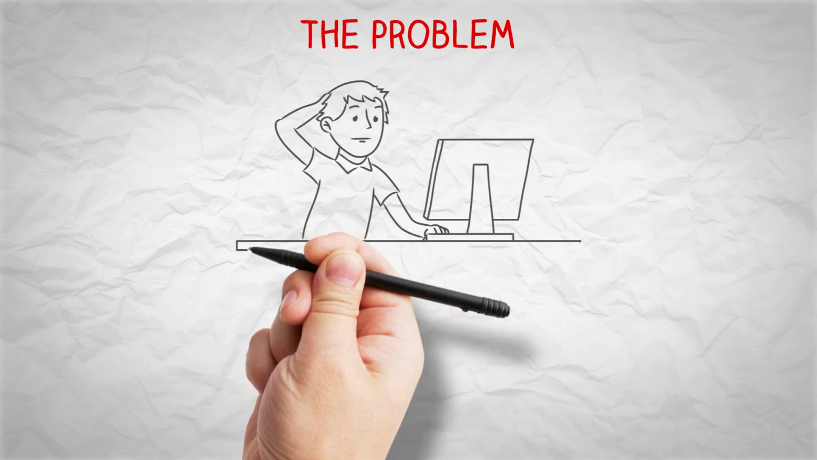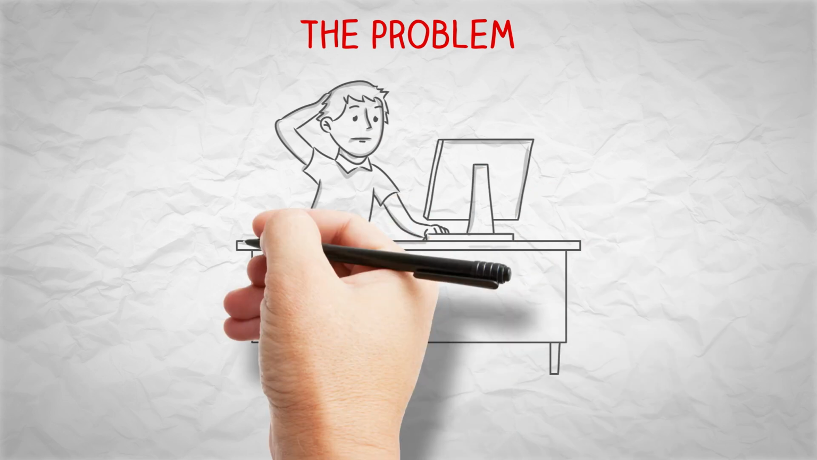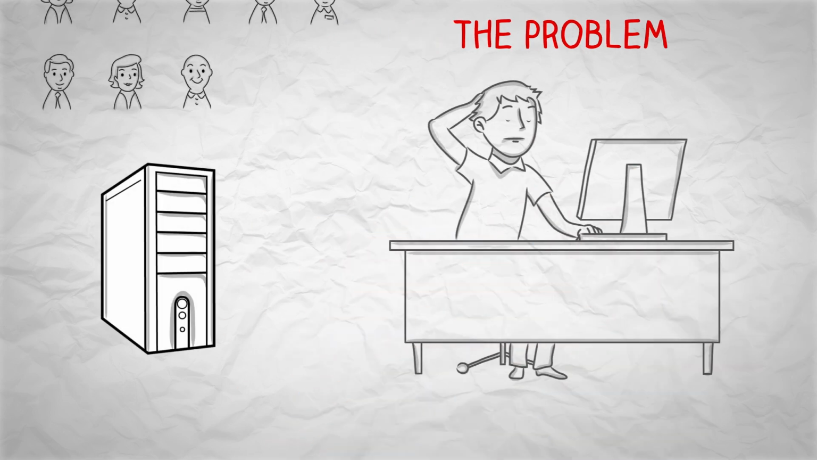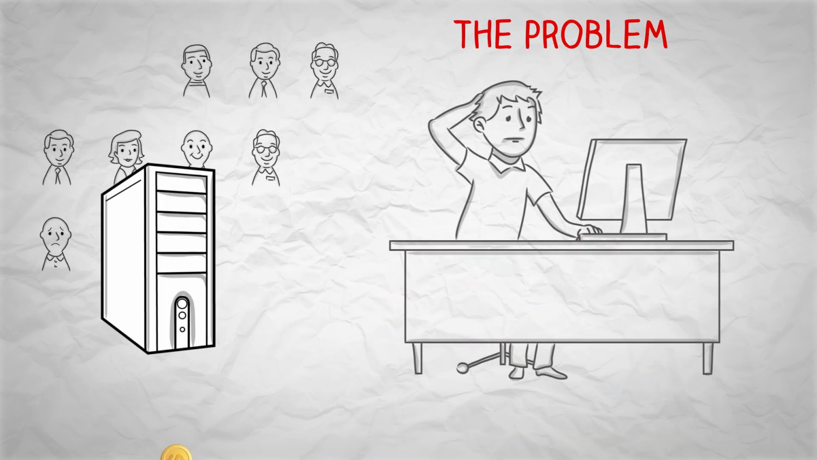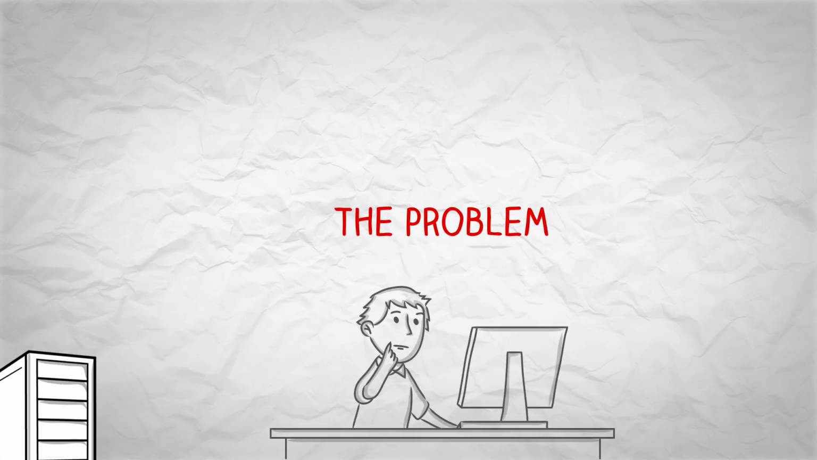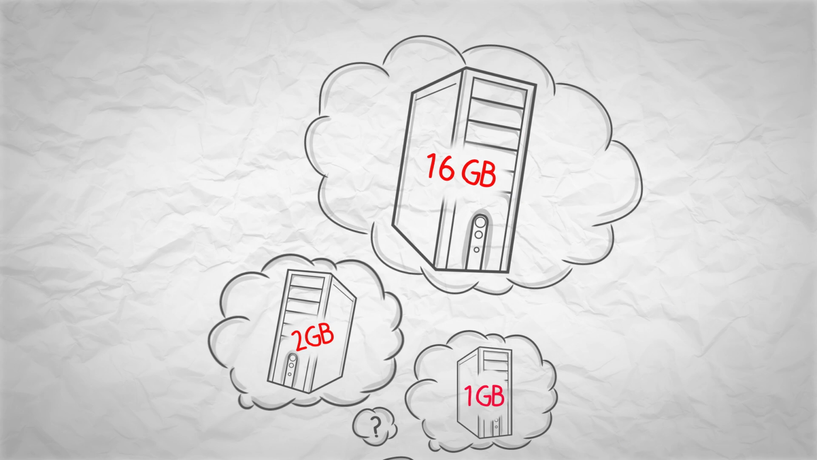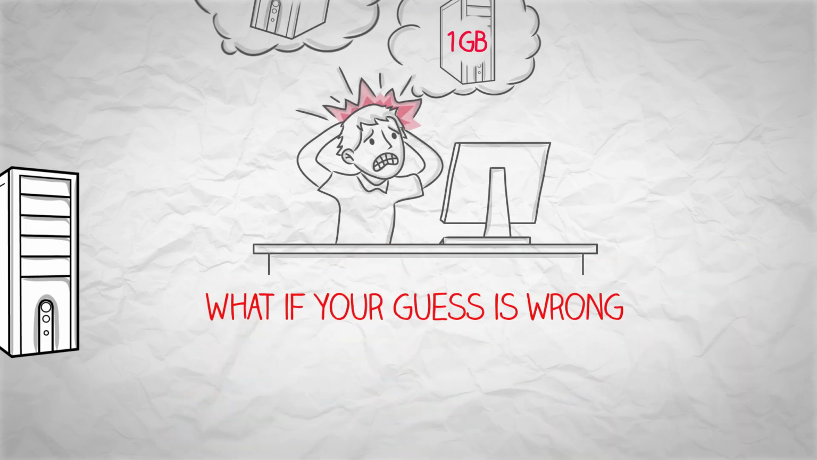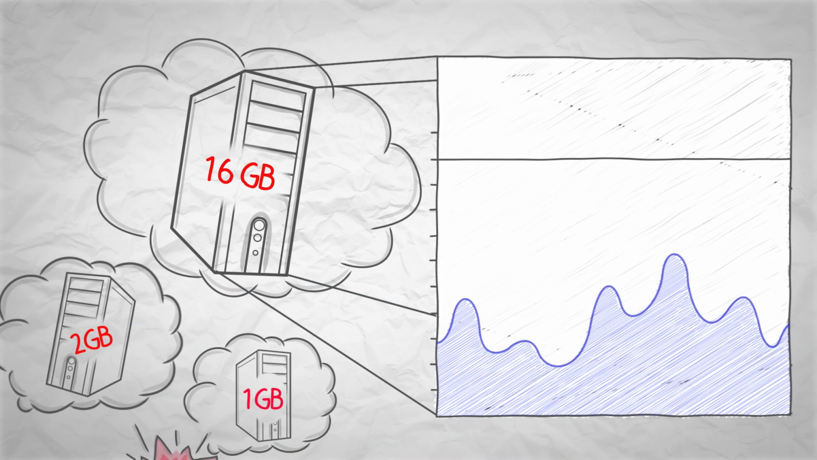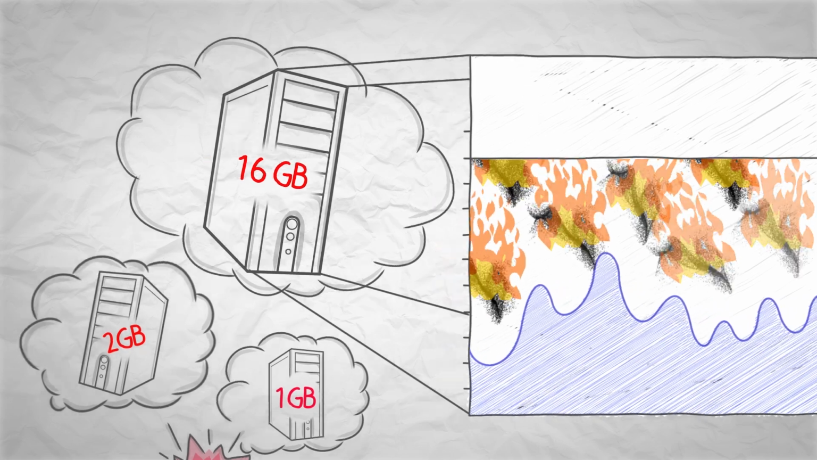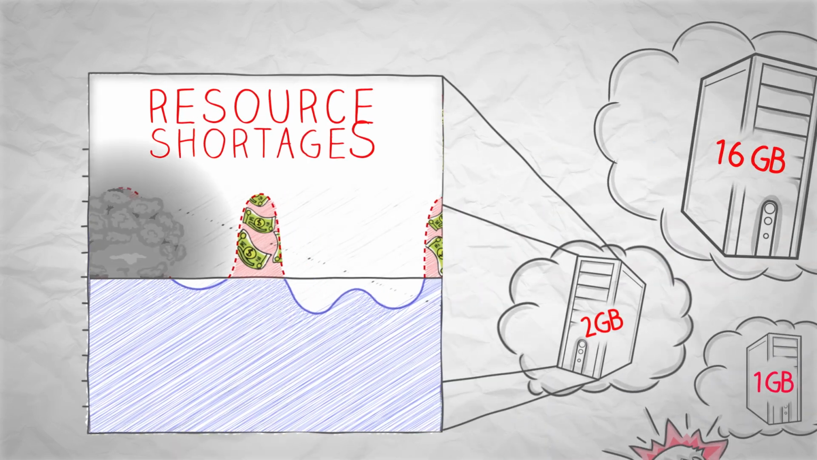Okay, so here's the problem. You've created an awesome app ready to deploy to the cloud, but you need an environment that's scalable without losing control of your budget. How big should your server be? 1 gigabyte, 2 gigabytes, 16 gigabytes? What if you're wrong? It's expensive to pay for resources you don't need. But then, it's also expensive if resource shortages cause downtime.